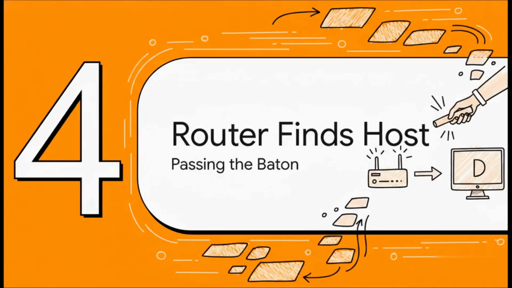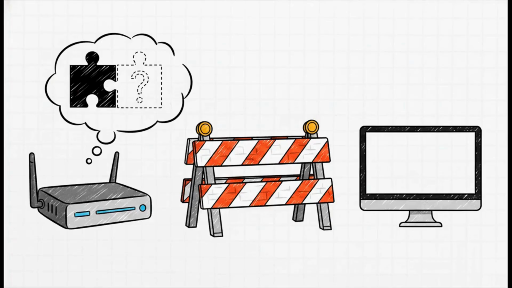The router finds host D. Passing the baton. So the router receives the packet on ETH1, strips off that layer 2 header host A just made, and looks deep inside at the destination IP. It checks its pre-populated routing table and says, 22.22.22.40, I need to send this out of my ETH2 interface to reach host D's network.